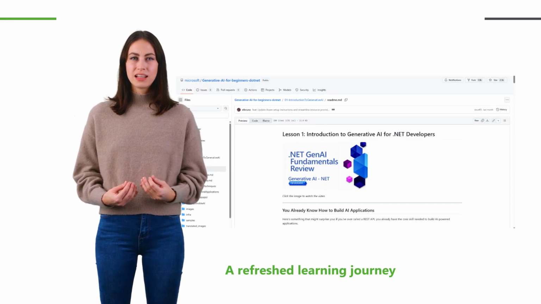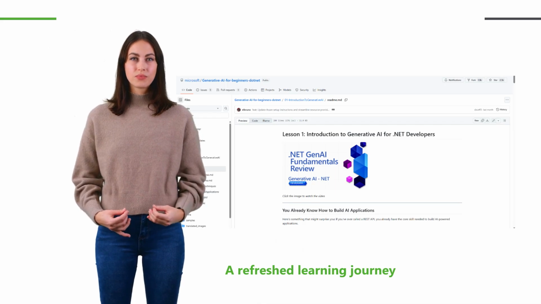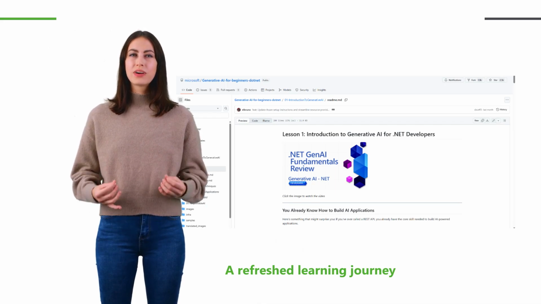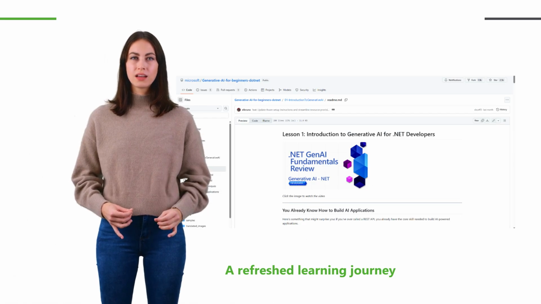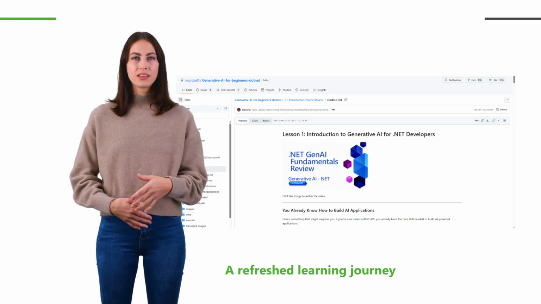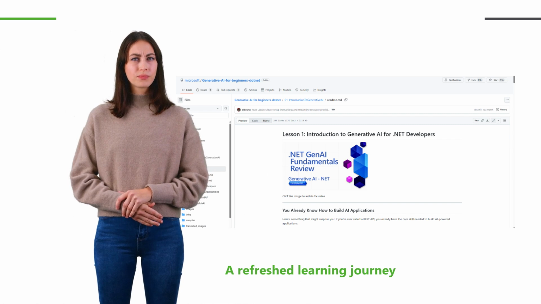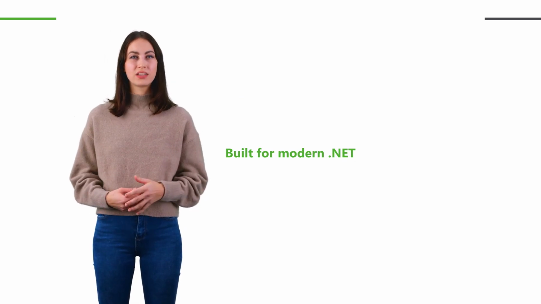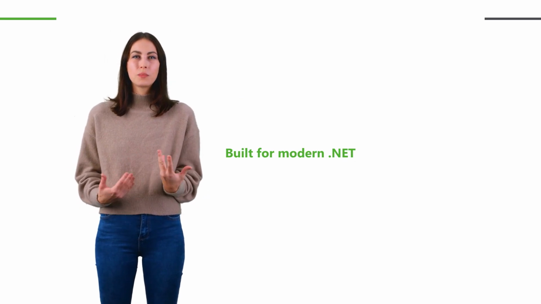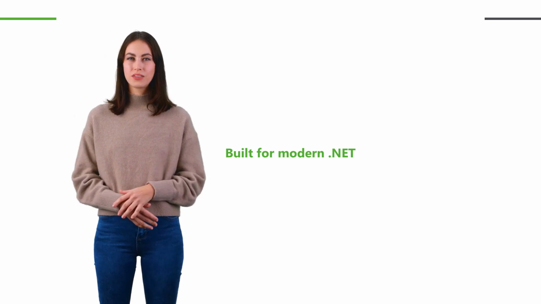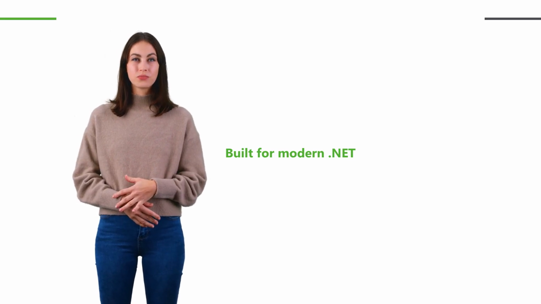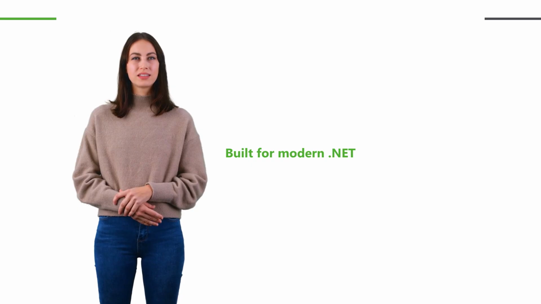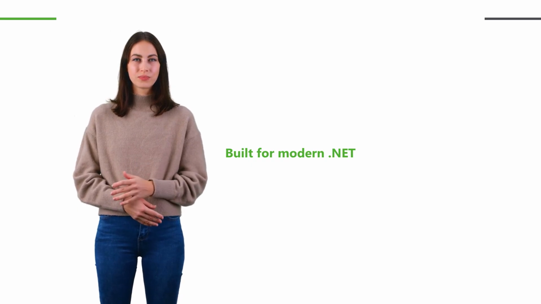5 fully rewritten lessons guide you step by step, from generative AI fundamentals to advanced techniques, real-world patterns, agent development, and responsible AI. Built for modern .NET. All samples now align with the latest .NET practices, including dependency injection, middleware pipelines, and file-based apps. Authentication is simplified with Azure CLI login once, and you're set across all samples.